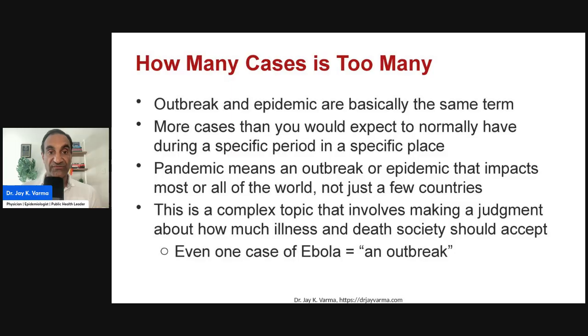So we use the term outbreak and epidemic basically interchangeably. They're basically the same term. What they mean is that you have more cases than you would expect to normally have during a specific period in a specific place. A pandemic means an outbreak or an epidemic that impacts most or all of the world and not just a few countries. This is a complex topic that involves making a judgment about how much illness and death society should accept. For example, even one case of Ebola is considered an outbreak.